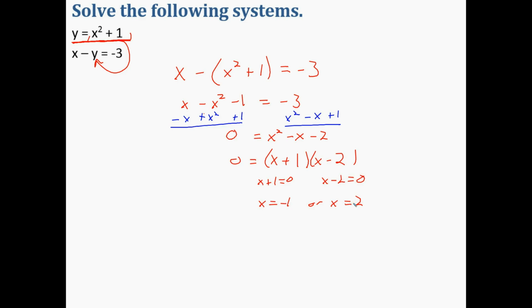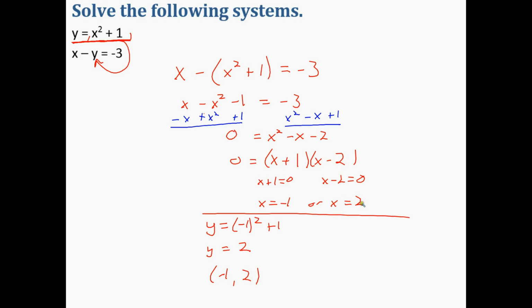Now we have two x values, so we have to plug both of those x values back into one of our originals. So what we'll do is let's plug in negative 1. Well, you know what? The first one's easier because it's already in y equals form. So the first one we have y equals x squared plus 1, and I'm going to plug in the negative 1. So when we plug in, negative 1 squared is 1, plus 1 is 2. And so one of our solutions is x is negative 1 and y is 2.